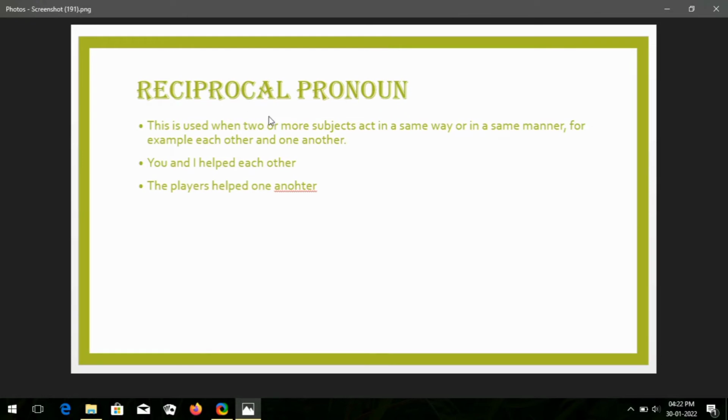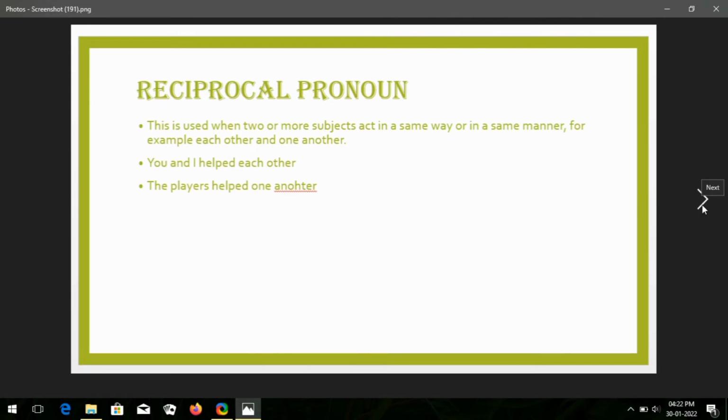And here, the reciprocal pronoun. This is used when two or more subjects act in the same way or manner. For example, each other and one another. You and I helped each other. In this sentence we are talking about two subjects, you and I. If we include two individuals, we can use each other. And if they are more than two, then we use one another. Here you can say, the players helped one another. I hope you are getting it.